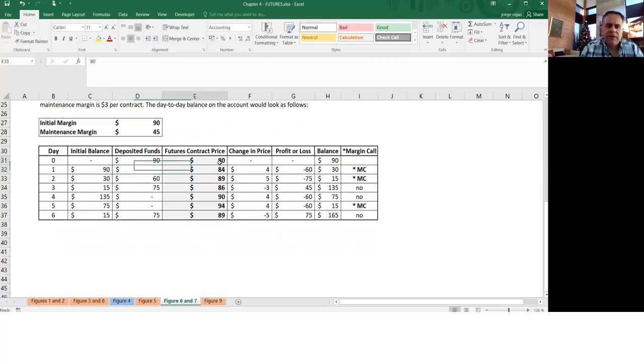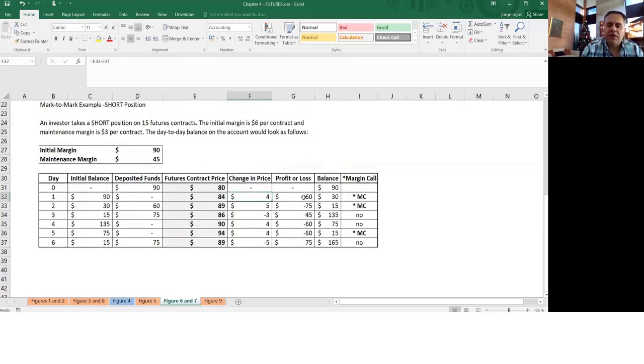From day 0 to day 1, there was a gain of 4. However, in this case, recall that you're in a short position on 15 contracts, so that means that you lost $60. So from $90 minus 60, at the end of the day you end up with $30, which is below 45. So you have a margin call that you need to meet next day. So you bring your balance up to 90 again.